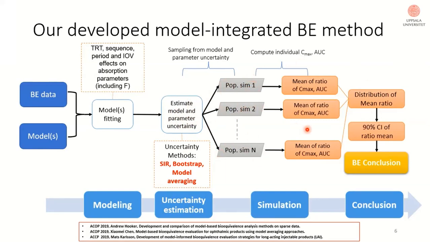With that simulation, we can compute a geometric mean ratio given that set of parameter values and models. That gives us one Cmax or AUC ratio for a population. We can do that many times to get a distribution of these mean ratios, which allows us to compute confidence intervals and derive a bioequivalence conclusion. So all of this is based on a model fitting to data, and afterwards we can use our model to tell us something about bioequivalence.